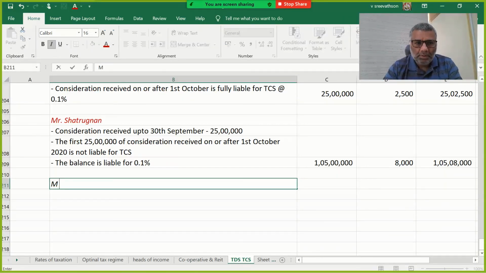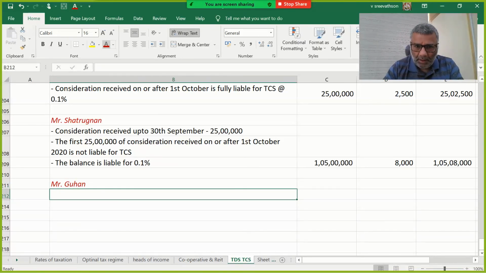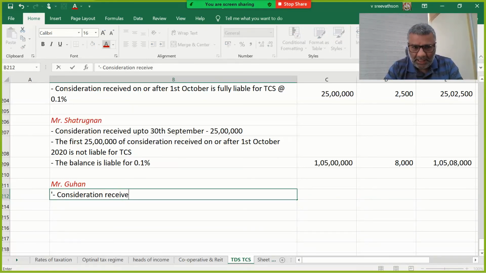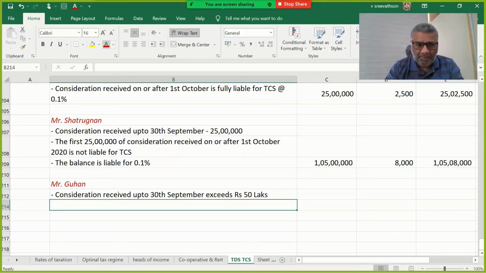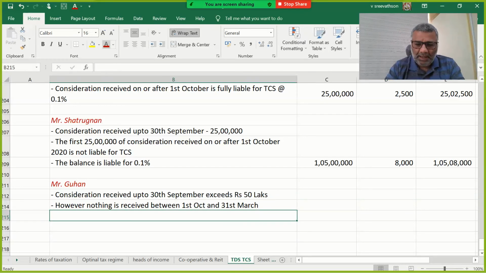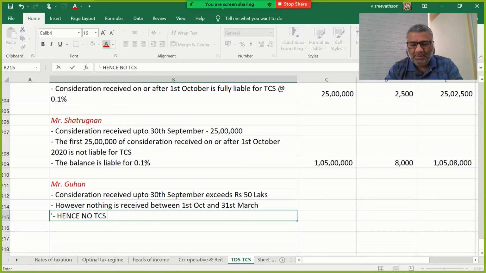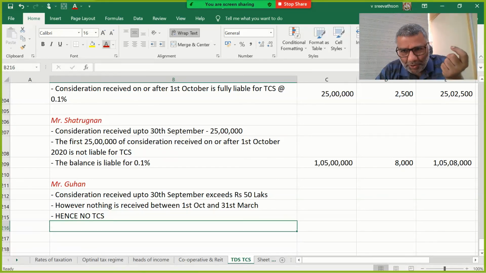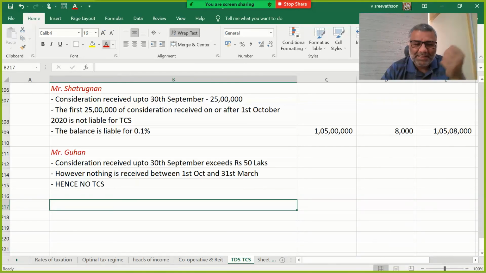Guhan. Consideration received up to 30th September exceeds rupees 50 lakhs. However, nothing is received between 1st October and 31st March. Hence, no TCS. Even if it is 1 rupee, TCS applies, but if it is nothing, no consideration received, then no TCS. Small customers can do a lot of tax planning with that consideration. But 0.1% is nothing, generally seen.